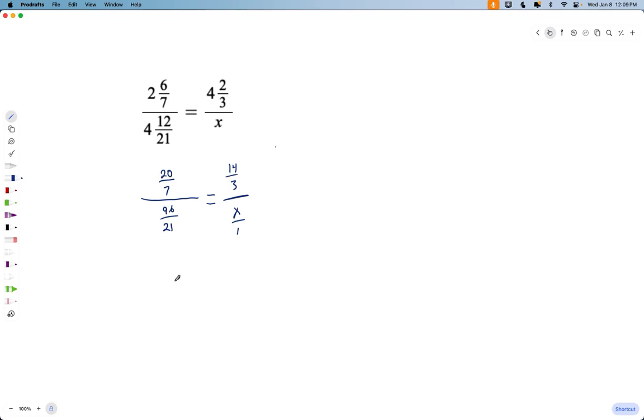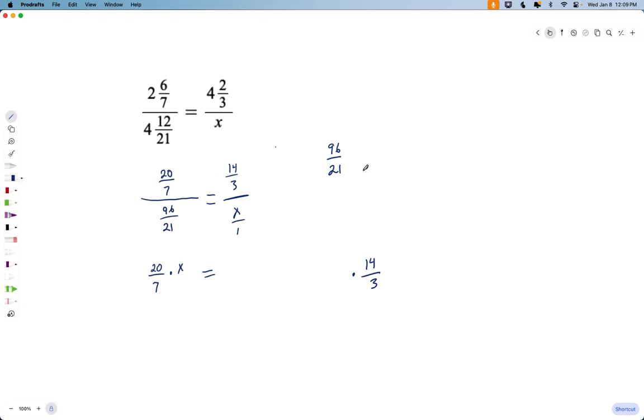So now we have fraction over fraction equals fraction over fraction. We can deal with this. 20 over 7 times x. We don't need to put the plus 1. We know that. And then we've got 96 over 21 times 14 over 3. Can we reduce this? Those are really big numbers. So before we put this 14 over 3, let's move it over. Let's see if we can factor this out up here somewhere.